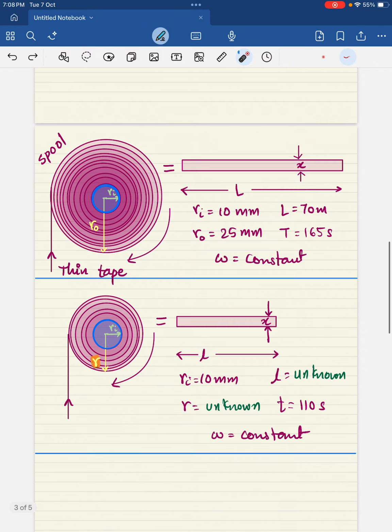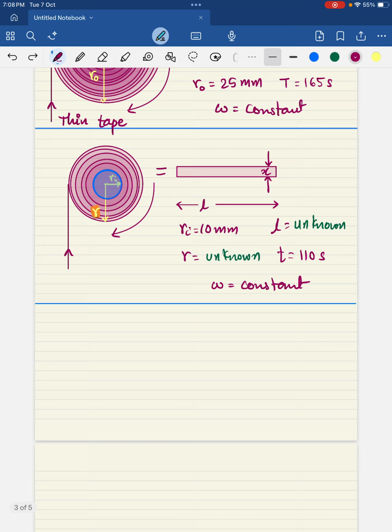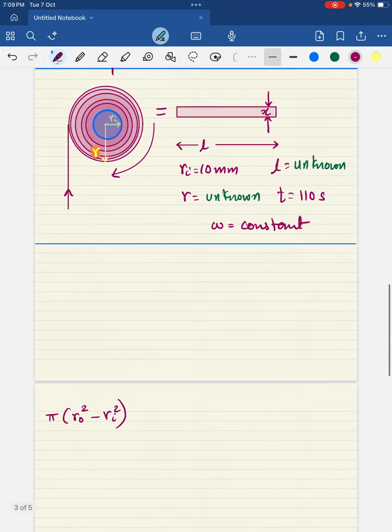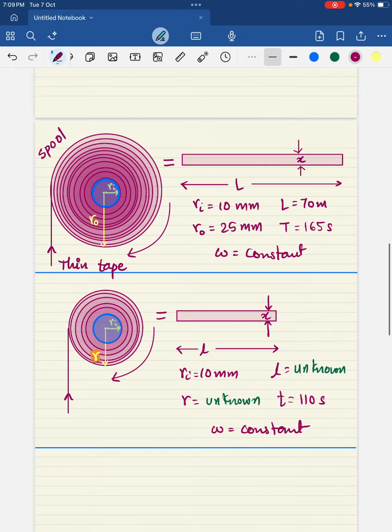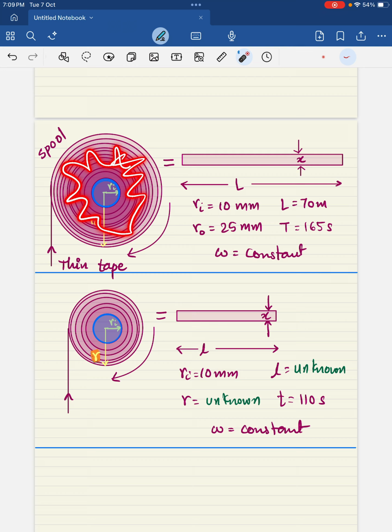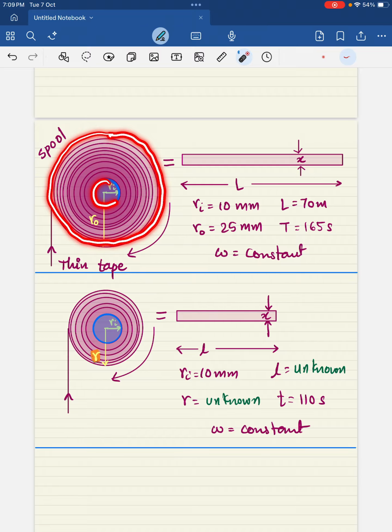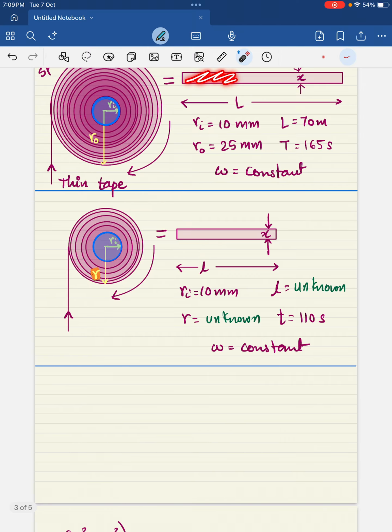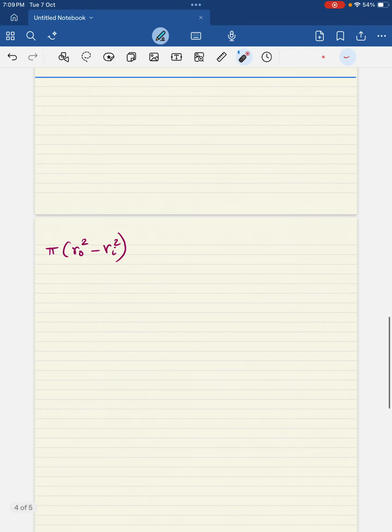So this is a circle, and this is a cross section of a cylinder, so we can just say that pi r outside square minus r inside square is the area of this shaded region. I'll just highlight that. Pi r0 square, that is the full circle's area, minus the inside area. So you'll get this area. This is equal to the area of this shaded region, which is just a rectangle kind of cross section. So I'll write it as length into breadth. So length is L, breadth is x.